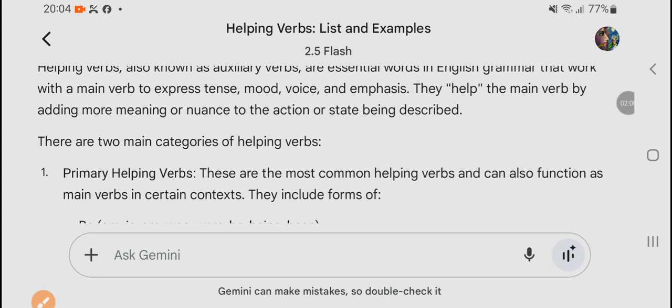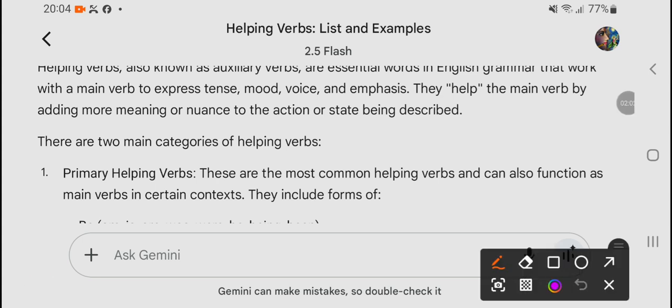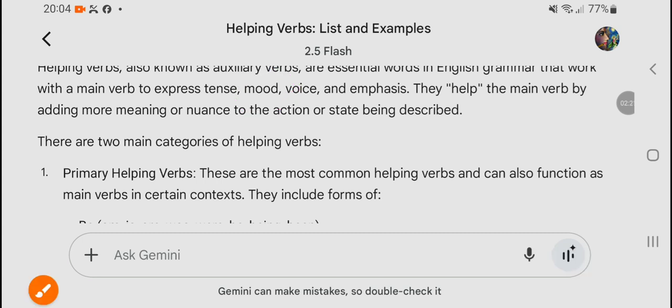So helping verbs are used for tense, then mood. I am not well, right? That is mood. She is happy. They are selfish, right? So this is somewhat a mood.